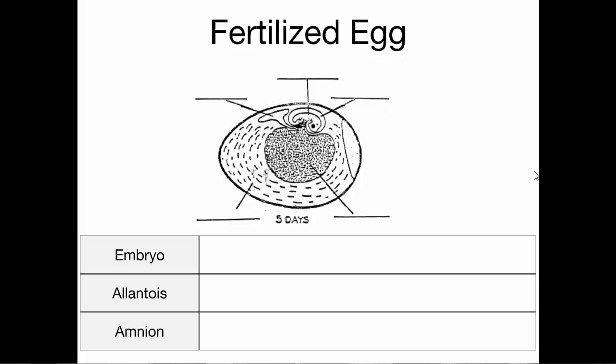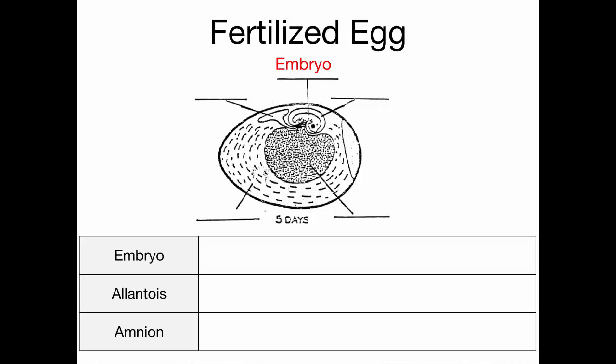Once that egg cell is fertilized, it can start to grow into an embryo, and the other parts of the egg form around that embryo: the yolk and the albumin and the shell and all those other things we talked about yesterday. So, if we look at the very beginning stages of the fertilized egg, you have the embryo, which is the young.